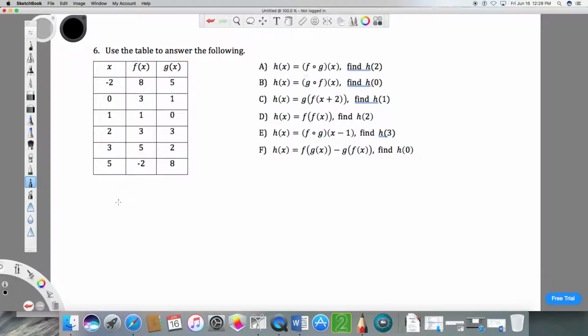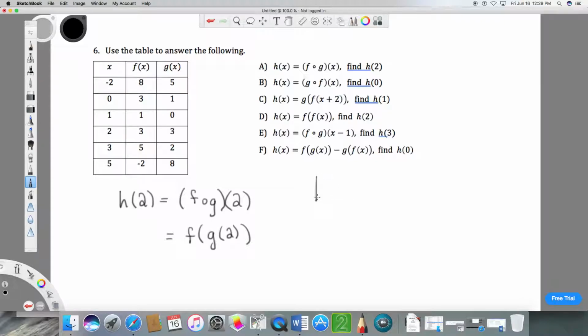It's asking us to evaluate this function h when x is equal to 2. Well, how is this function h defined? It's defined through a function composition. It's saying that if you take f composed with g, you'll get h, and this time it wants the input to be 2. So what we want to do is start out with that right function, start out with g.